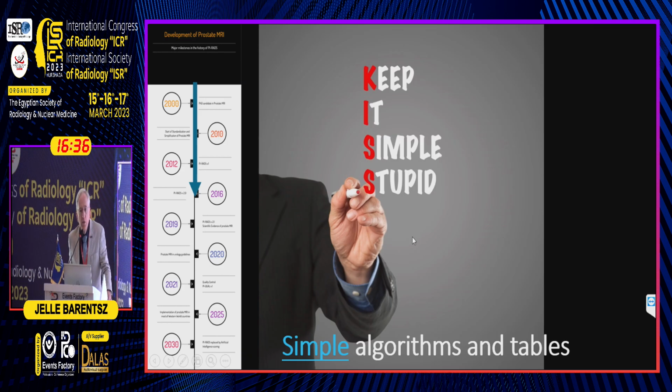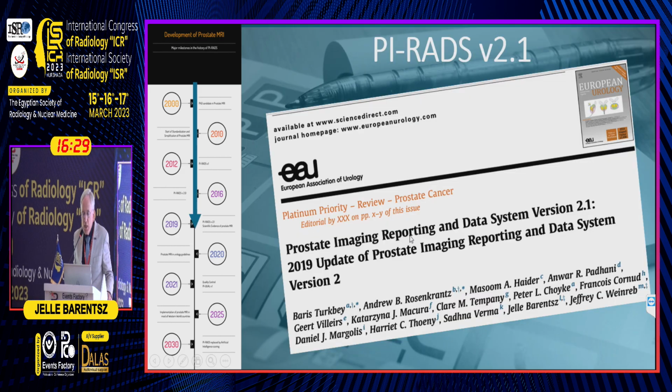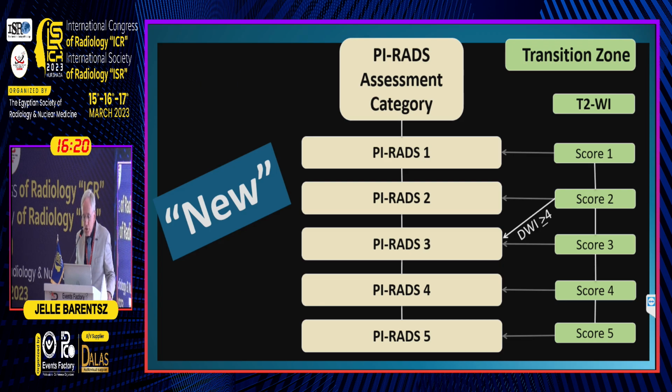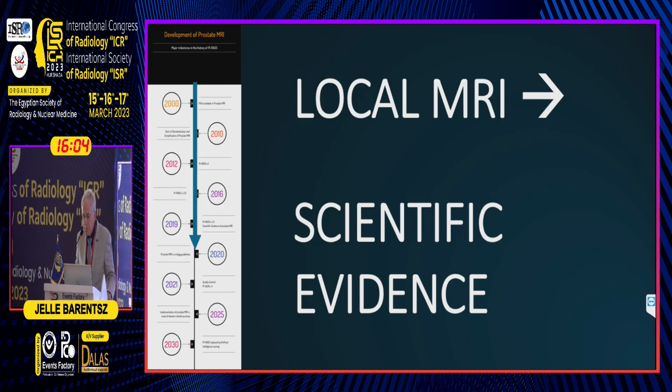With PI-RADS, we try to keep things simple and stupid. So a simple way to look at images. This led in 2016 to 2019 into the version 2.1, where there were minor additions. Most importantly, a lesion in the transition zone scored as a 2 could be upgraded based on diffusion to a 3. This was actually the most important change.